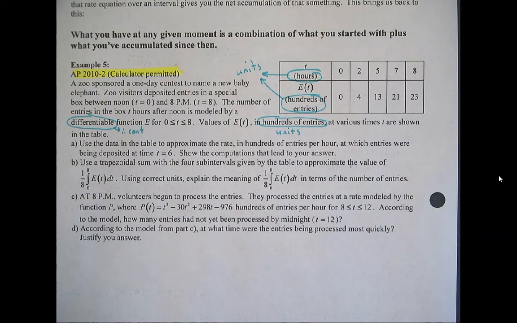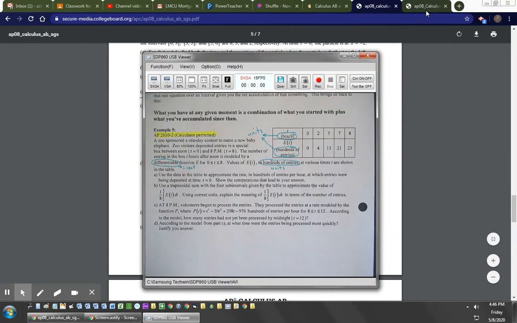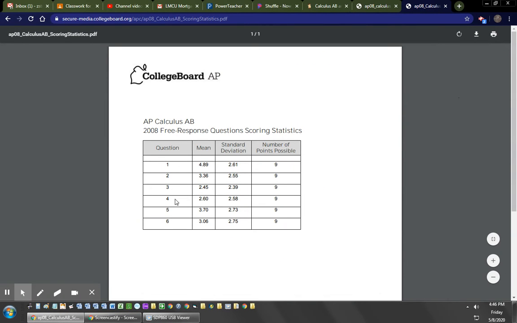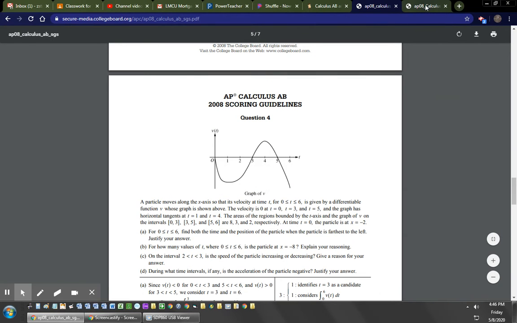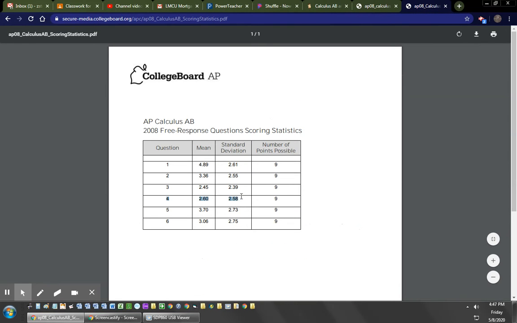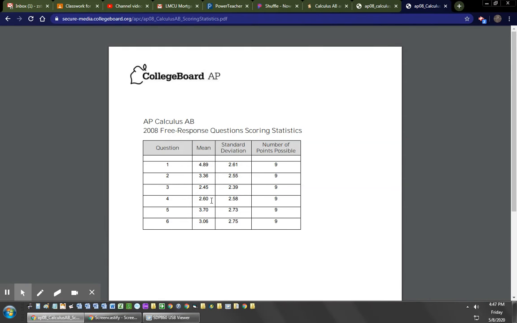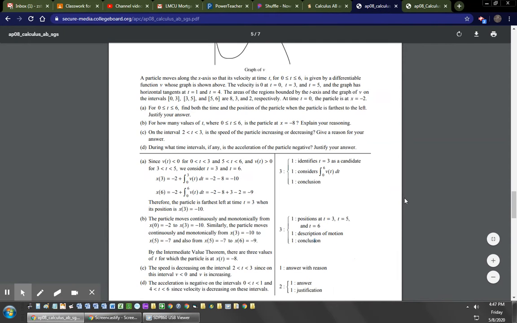So the values of E of t are shown. Use the data in the table too. Oh, wait. I forgot. I wanted to go back and look at the scoring guidelines, or scoring statistics. So that one that we did, remember, 2008, number 4? Look at how kids scored on this. Out of 9 points, the average was 2.6 out of all 9 of those points. Now, where did they lose those points? There's the rub, right? That's the tough part, to figure out what pieces they lost.